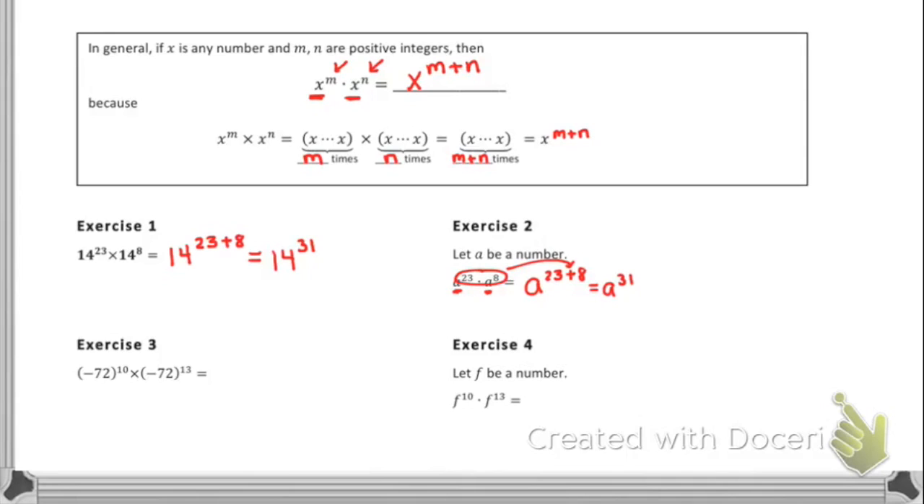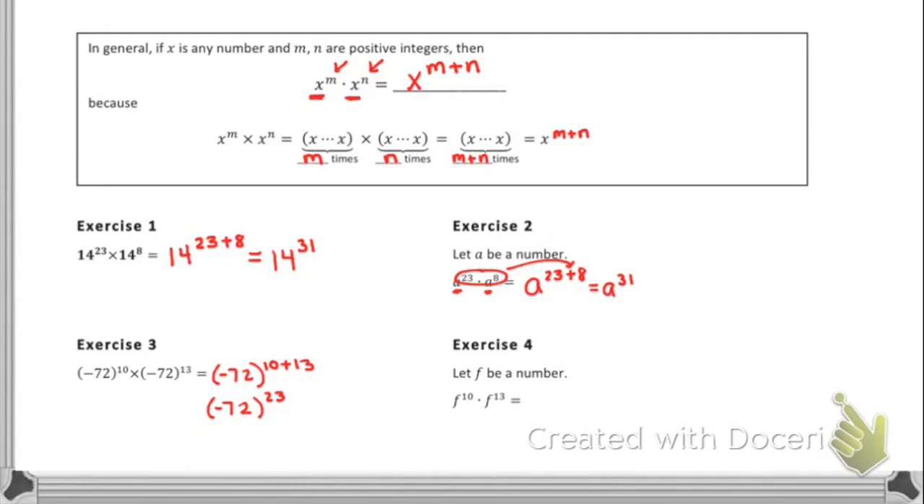Looking at exercise 3, notice the negative numbers in parentheses, so that negative number is the base, and so that's negative 72 to the 10 plus 13, and so that's negative 72 to the 23rd power. Now we could simplify that using a calculator, taking it to the 23rd power and getting a simplified answer, but we're really just looking at the exponents right now.